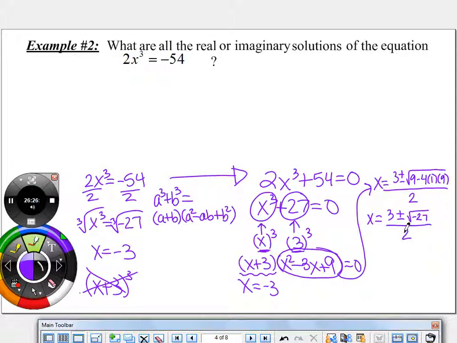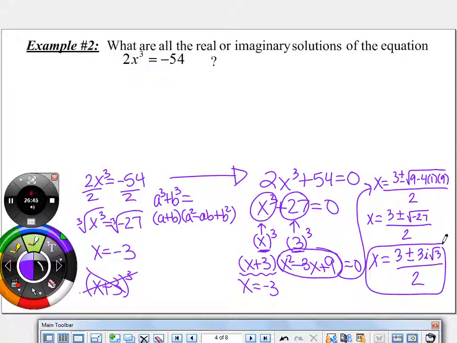Is that right? Somebody checking my arithmetic? 9 minus 36, yeah. Okay. All right, so these are our imaginary or complex solutions.